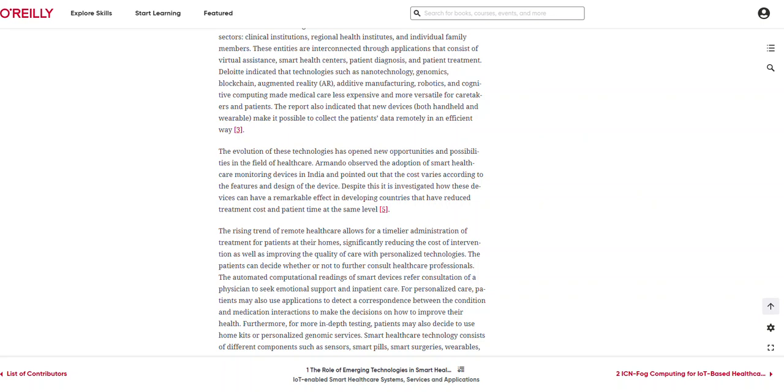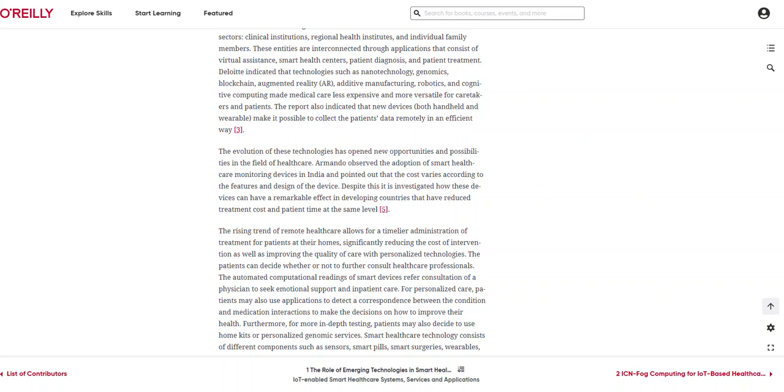Now let's talk a little bit about the benefits of IoT in healthcare. First and foremost is enhanced patient outcomes. Real-time data collection enables faster diagnosis, better treatment, and earlier intervention, especially for high-risk patients. Second is increased efficiency. Automating tasks like vitals monitoring or inventory management saves time for healthcare workers and reduces administrative burden.